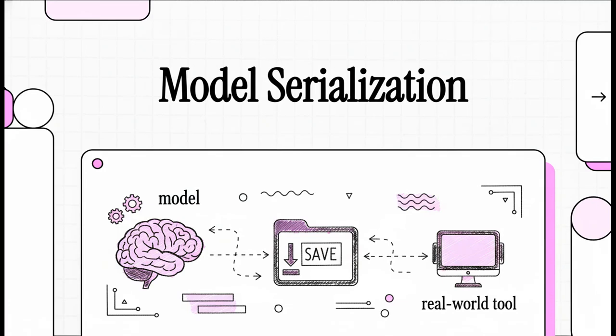All right, today we're diving into a step that is absolutely crucial in machine learning, but sometimes gets overlooked. It's the one thing that takes a model from just being a cool experiment and turns it into something actually useful. We are talking about model serialization.